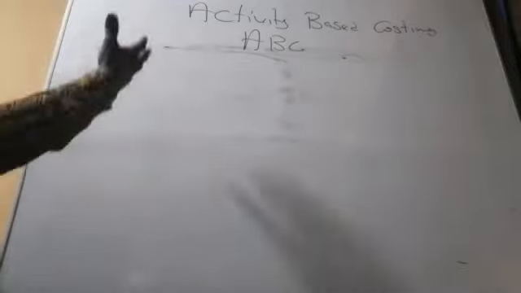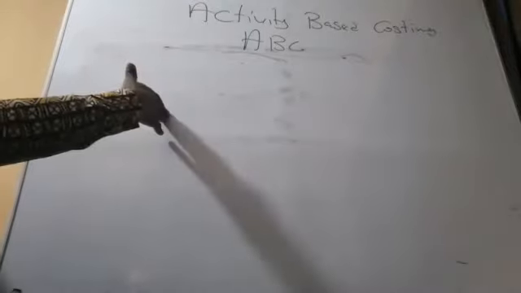So in short, with activity-based costing, your overhead cost will be absorbed based on the activity level. For each and every question that we set on activity-based costing, we will ask you to do the traditional one first. When you are done, then you do the ABC, that is, using activity-based costing.